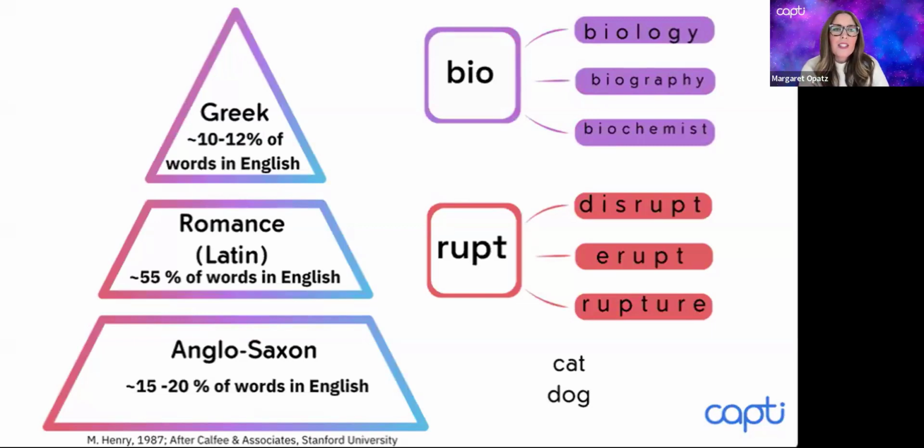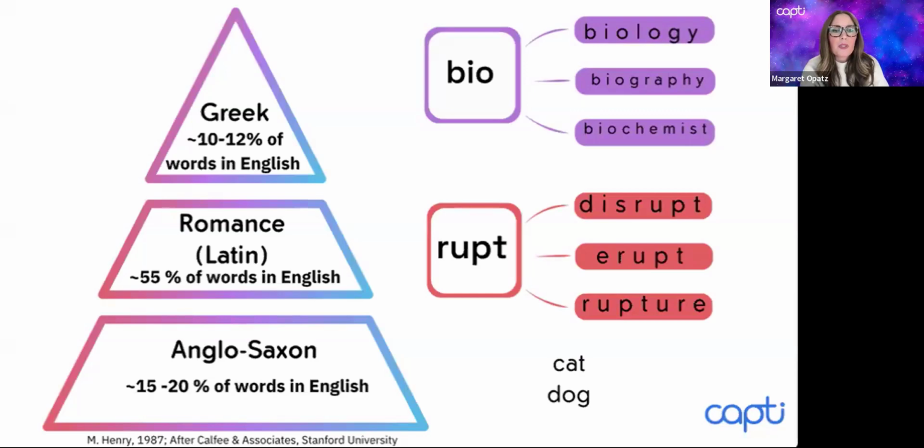So that kind of gives us some insight into why decoding in English, or why reading words in English, is difficult. And it's really because we've pulled together or borrowed from other languages to construct the language that we have, and that we have to teach students to read.